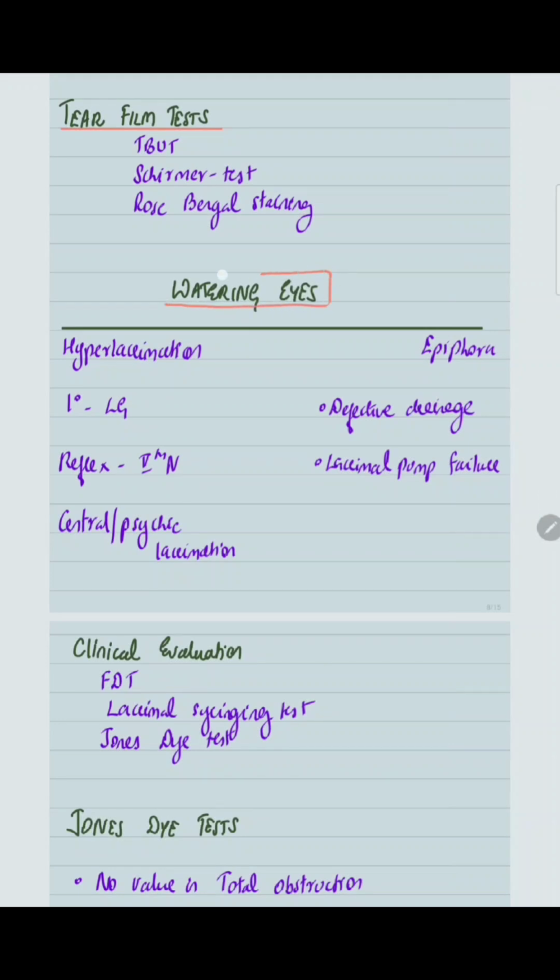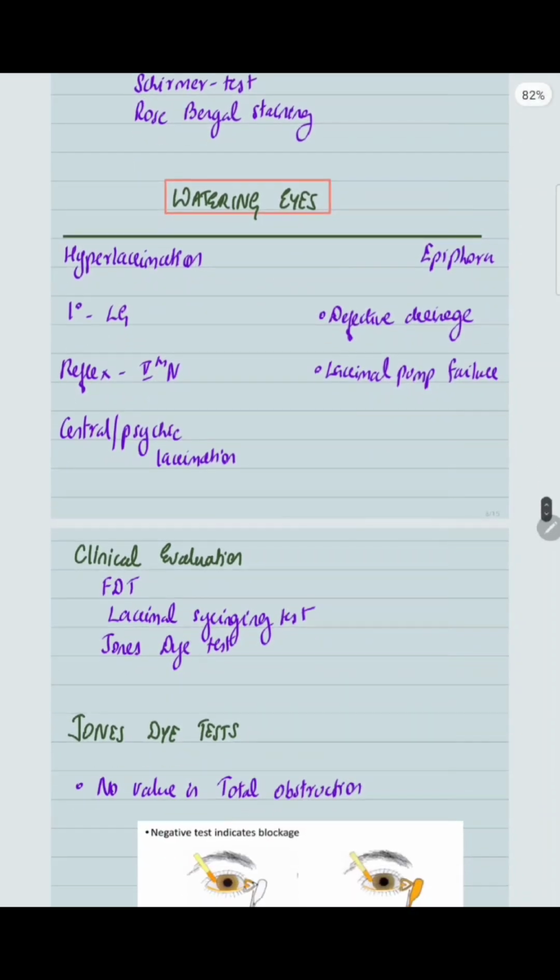Now coming next is watering eyes. Watering eyes can be due to hyperlacrimation, which is excessive tear secretion, or due to epiphora. Epiphora is obstruction to the outflow of normally secreted tear film.